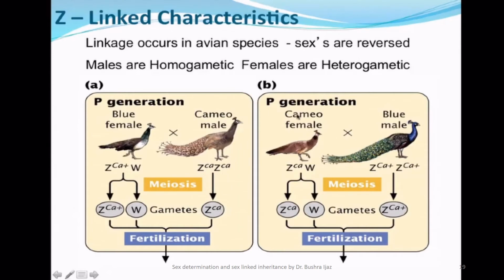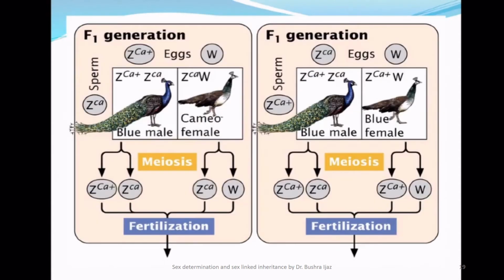And then in the reciprocal cross, we get two very different looking individuals. Our cameo female is going to have shorter tail feathers than our cameo male. And our blue male is going to have the really beautiful, long, colorful tail feathers, which our blue females do not have. So these Z-linked traits are really going to be expressed fully when associated with the male chromosome.